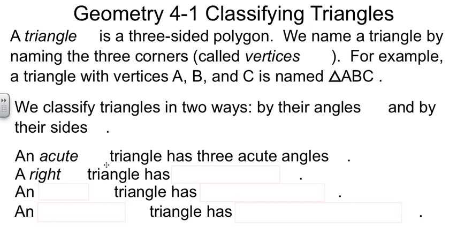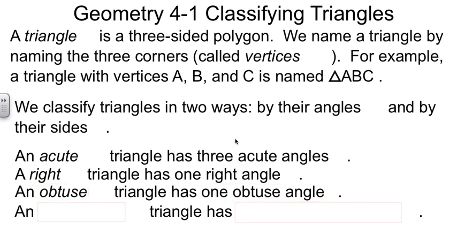A right triangle has exactly 1 right angle in it. The other 2 angles then are acute, and later in the chapter we'll get into why that is. But a right triangle has 1 right angle. An obtuse triangle has 1 obtuse angle. And again, the other 2 are acute, and we'll discuss that later in the chapter, why that is. I'm sure some of you already know. 180! Sorry.